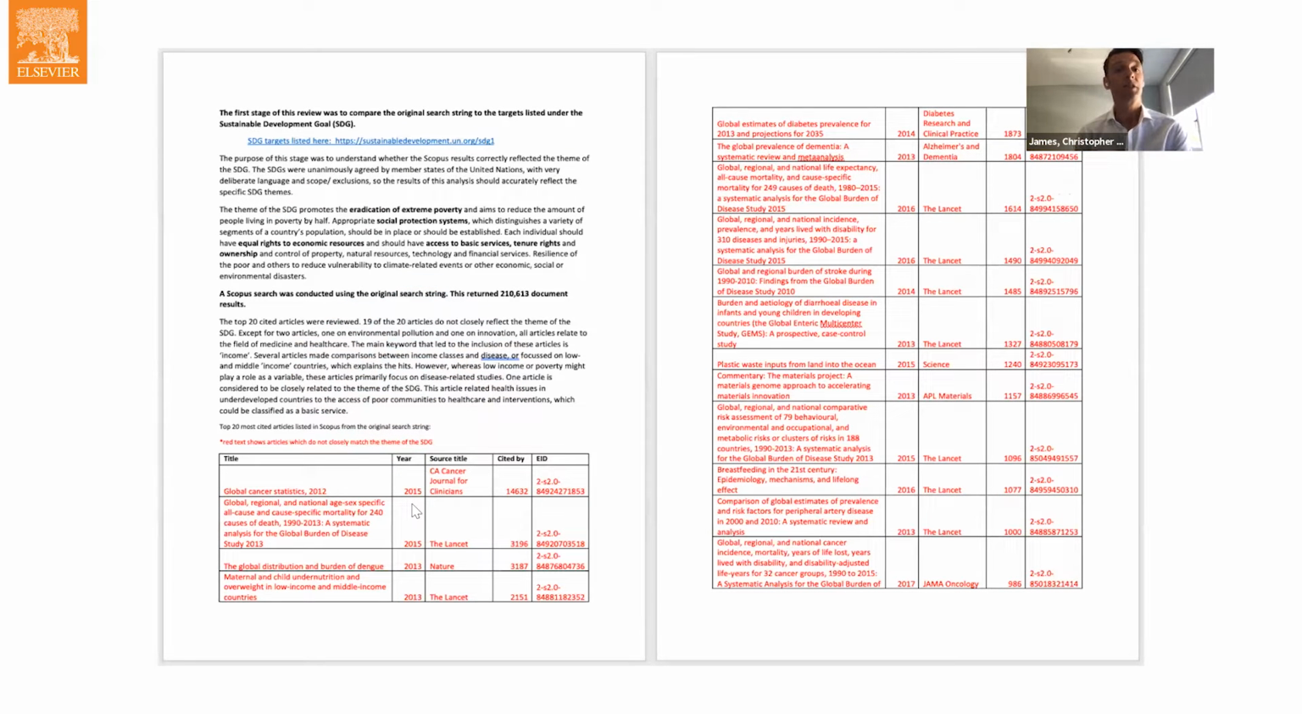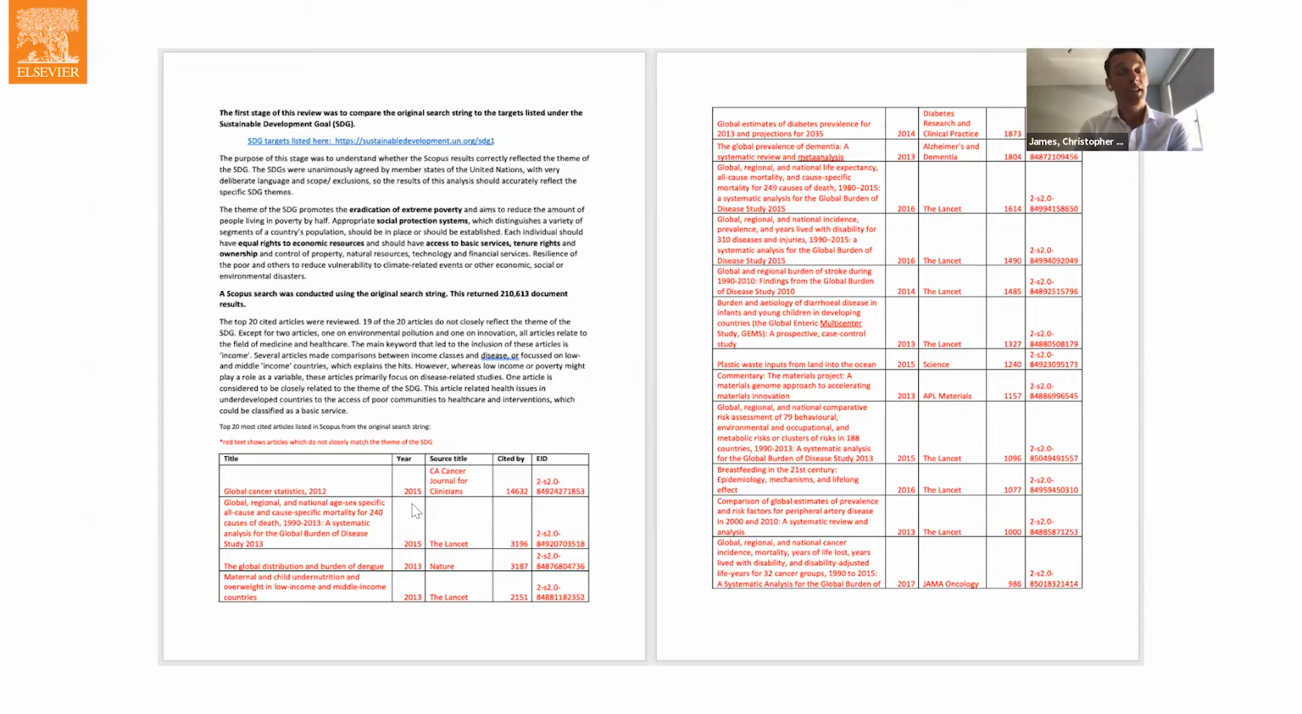The first thing we did was look at the UN website, at each of the goals as they were described by the UN. Here, for no poverty, they were talking about the eradication of extreme poverty, appropriate social protection systems, equal rights to economic resources, access to basic services, tenure rights, ownership, etc. So we looked at the terms actually being used by the UN to define the goals of each of the SDGs, and we wanted to reflect those in the search strings that we now use in the products.